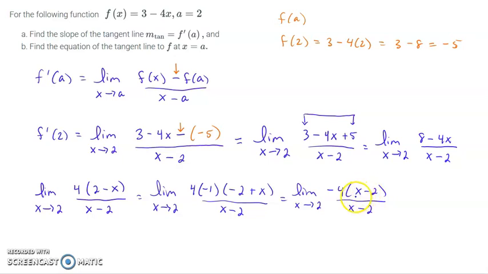And now these factors can cancel. As long as you have the same thing top and bottom, and they're connected by multiplication, you can go ahead and divide those out. They'll divide out to give you a 1. There's nothing else here for me to plug in, so this limit as x goes to 2 is going to be negative 4.